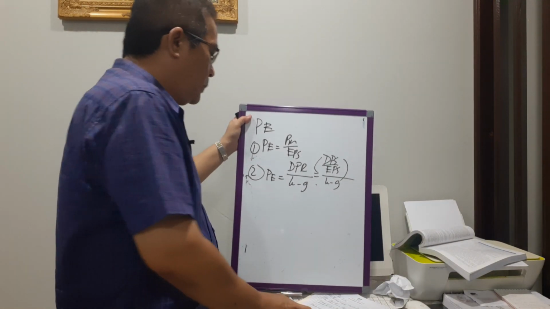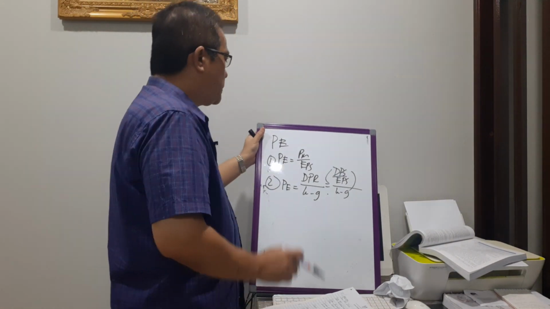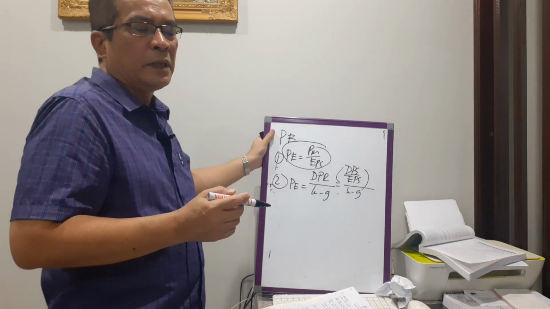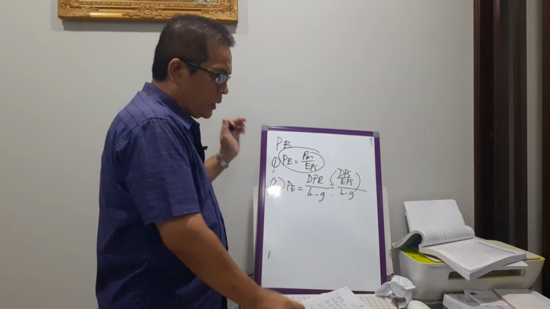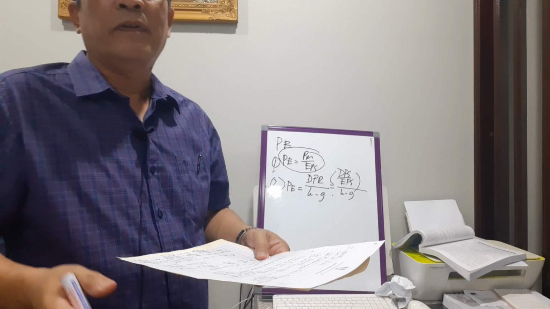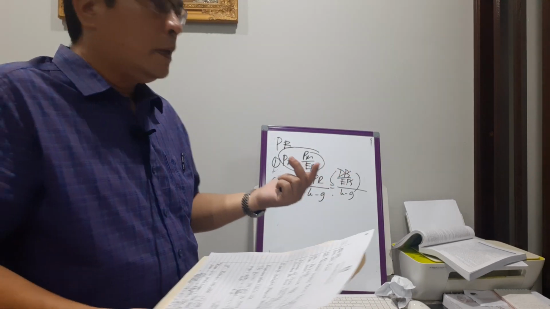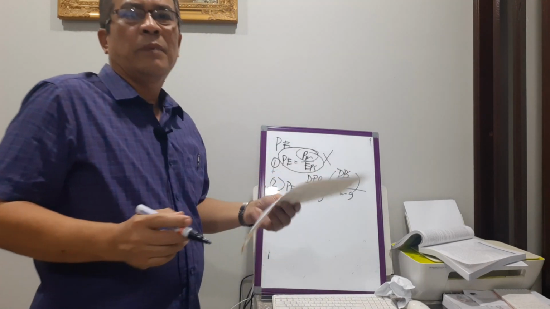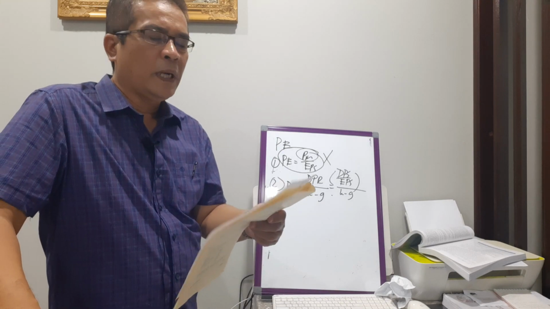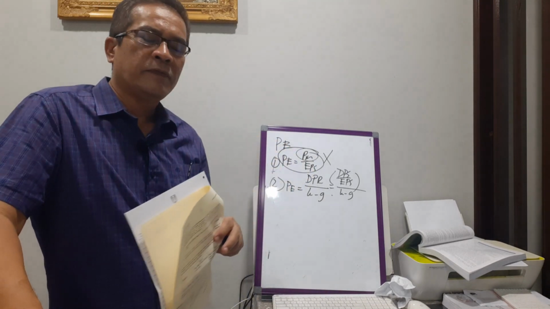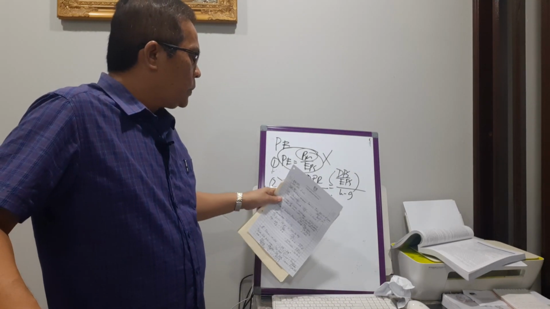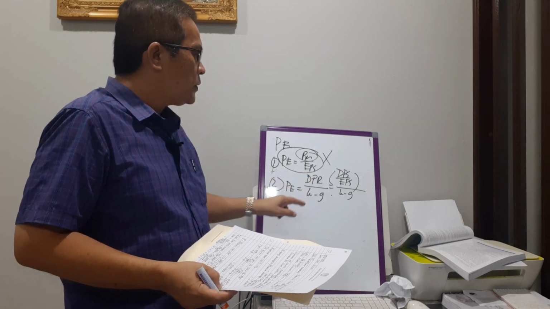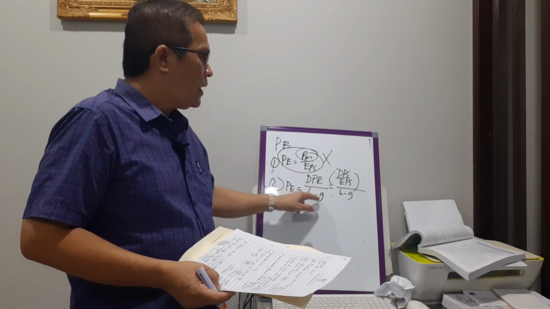Of course, the easier way to calculate the price earning ratio is by using the formula market price over earnings per share. The problem is that for this question, we are not given the market price of the stock. So the first choice is out of the question, because we cannot determine the market price. We have no choice except to use the second formula, which is price earning ratio equals dividend payout ratio divided by K minus G.